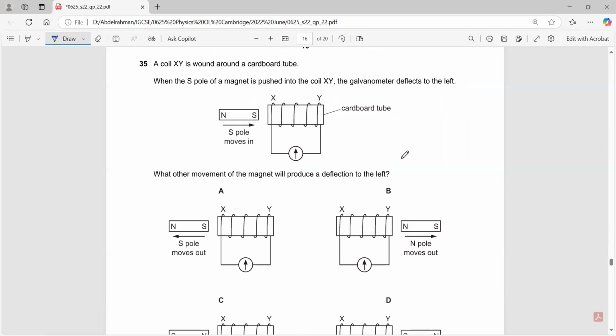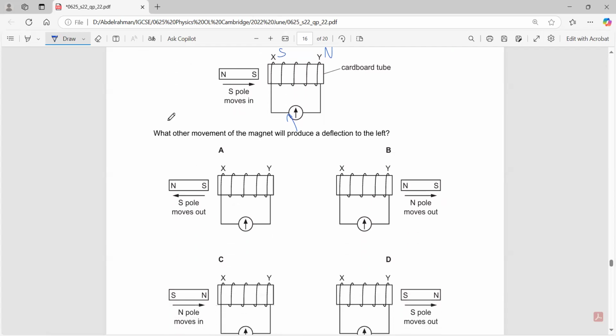What other movement of the magnet will produce a deflection to the left? As the magnet is moving towards the tube from end X, as it's moving in this direction, the galvanometer deflects to the left. What are the poles at X and Y while it's moving towards the tube? Yes, it will be the same. So at this point it will be a South Pole and this point will be a North Pole.